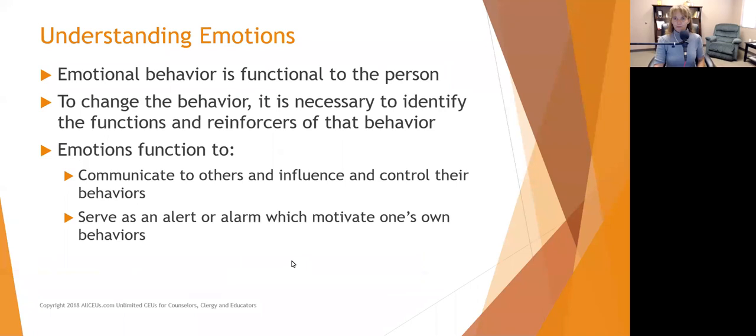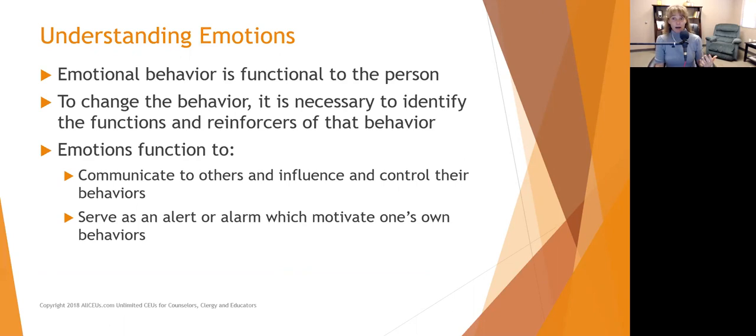Emotional behavior is functional to the person. And in order to change the behavior, we've got to identify the function and reinforcers of that behavior. So if somebody has a temper, a bad anger management problem, maybe they don't like it. Maybe it causes conflict in their relationships. Maybe it is frustrating to them. Maybe it's embarrassing to them when they lose their temper.